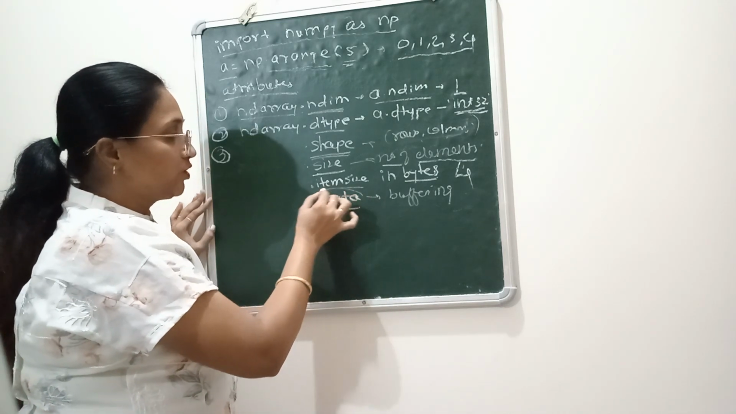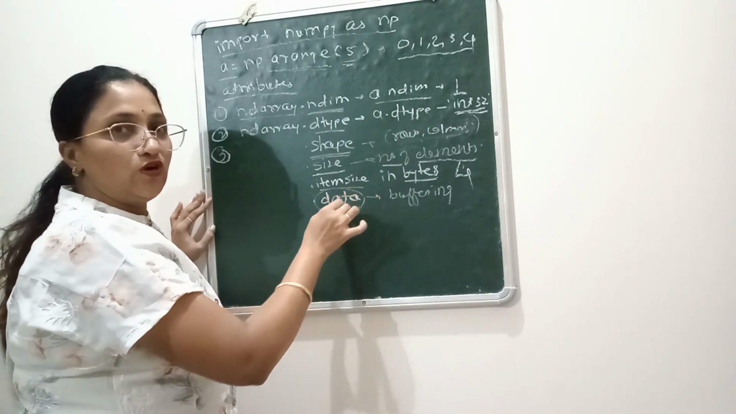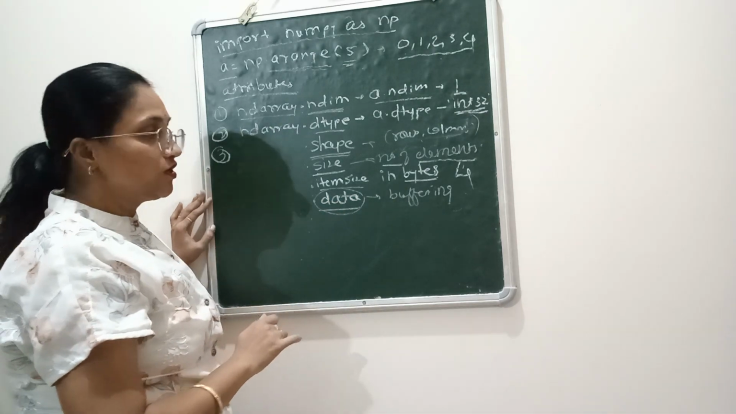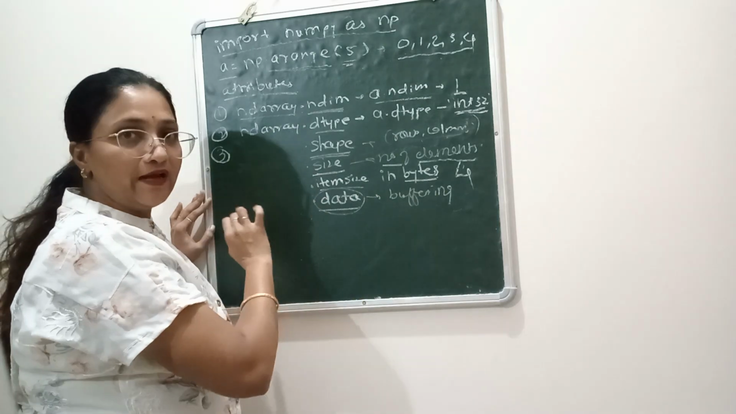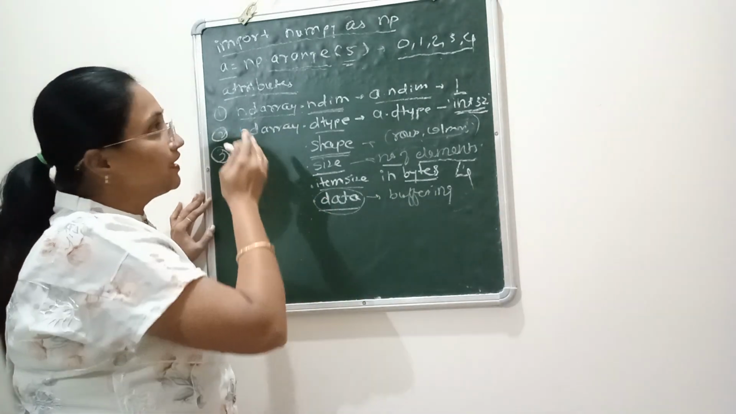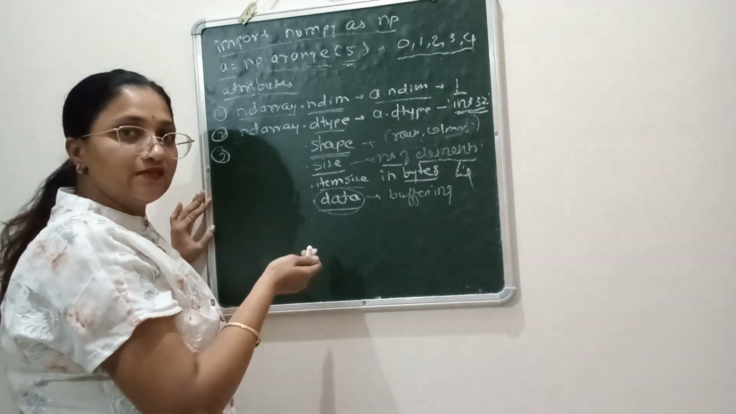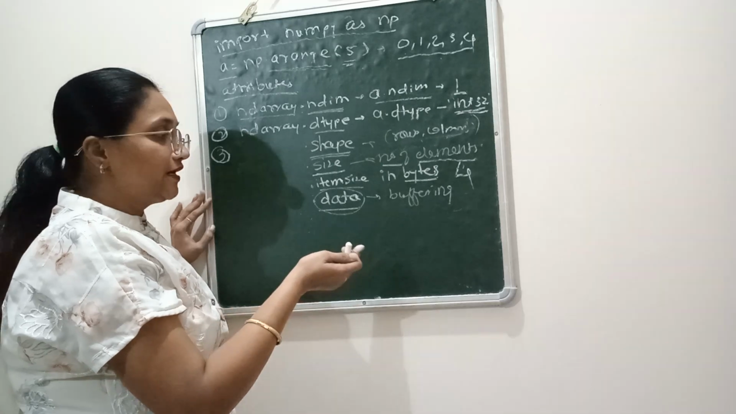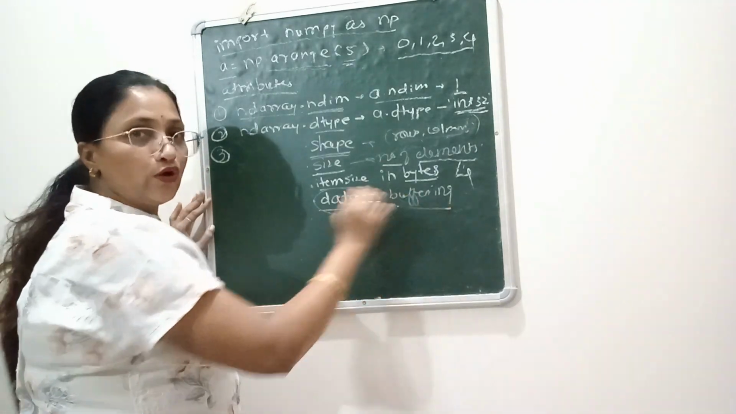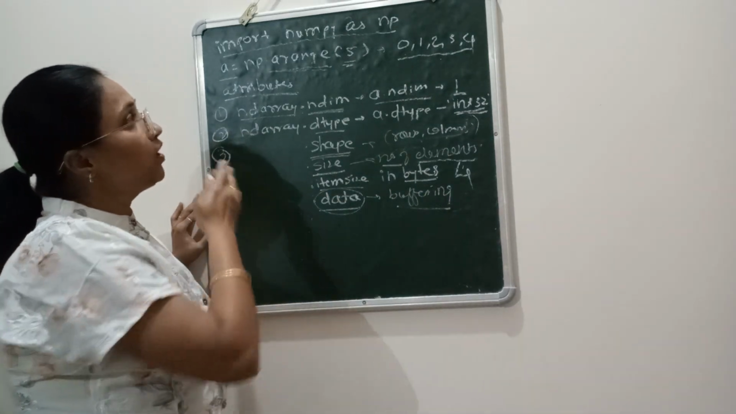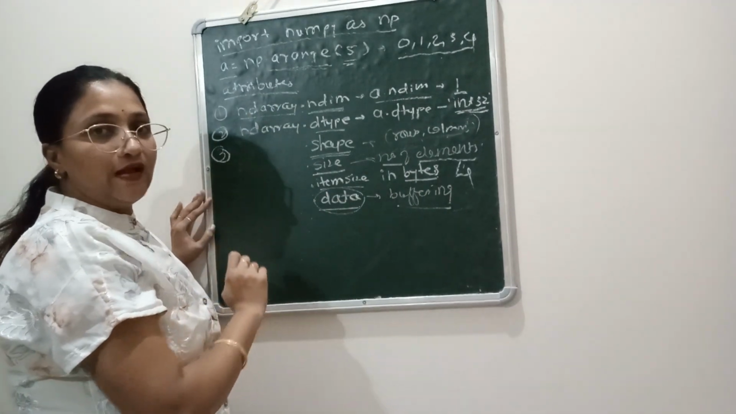Next, data. This attribute is not much used, it is very rarely used. It is used for buffering the data of the array. But as in numpy we are using indices to access the array elements, the buffering is not used. So hope you understood the attributes of numpy.